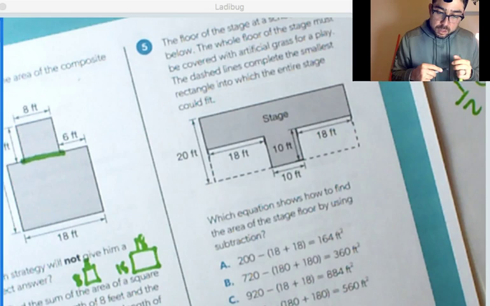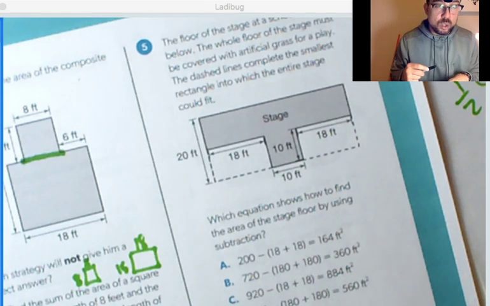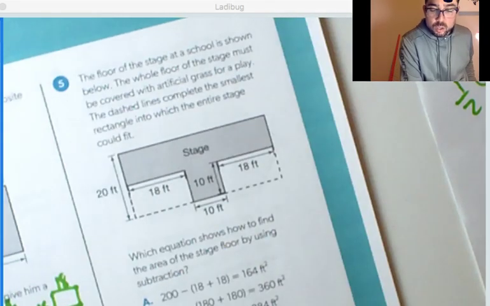Number 5, the floor of the stage at a school is shown below. The whole floor of the stage must be covered with artificial grass for a play. The dashed lines complete the smallest rectangle into which this entire stage could fit. Which equation can be used to find the area of the stage floor by using subtraction?